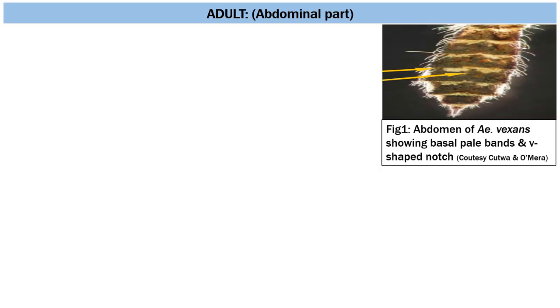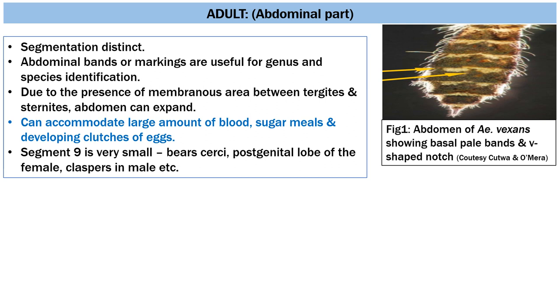Let us discuss the abdominal part of the adult mosquito body. The abdominal segments are distinct. The abdomen may bear some bands or markings which are useful for genus and species identification. In the figure, you can see the basal pale bands and V-shaped marks on the abdomen of Aedes vexans, which is specific for that particular species.